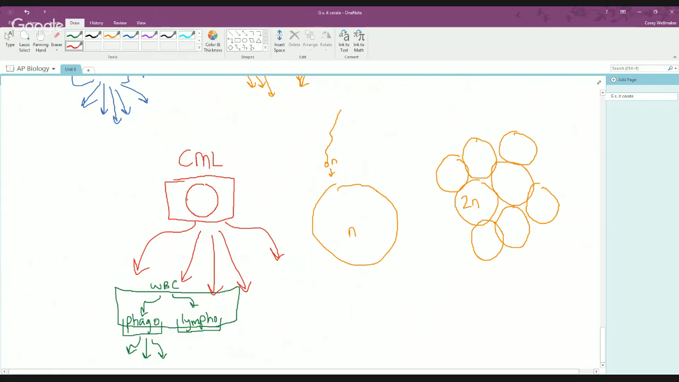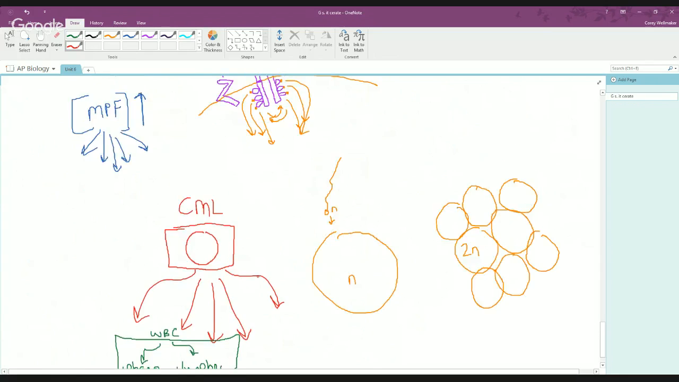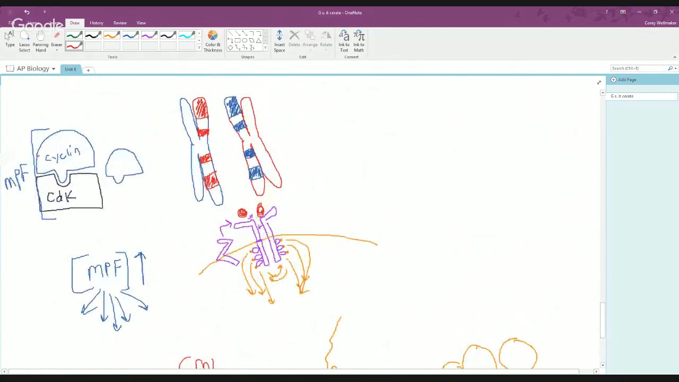What does cyclic GMP do? Kind of does the same thing that cyclin does in this scenario. So cyclin binds to a kinase and activates it. Cyclic GMP binds to other kinases and activates those kinases. So it binds to kinases, changes the shape of the kinase so that it's active, and therefore helps propagate the signal through the phosphorylation cascade.